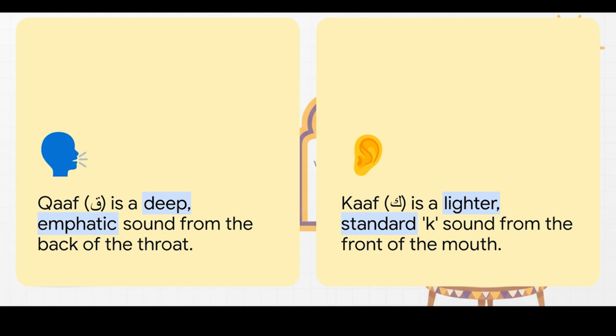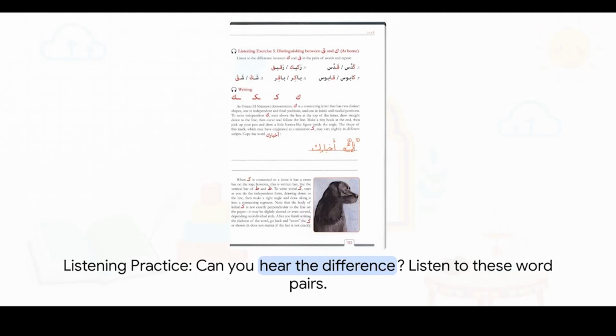The place of articulation is absolutely everything. Qaf is back here, kaf is up here. Your goal is to both hear and feel that difference. Let's do a little ear training with some word pairs. The only difference you're going to hear is that switch from the light kaf to the deep qaf.